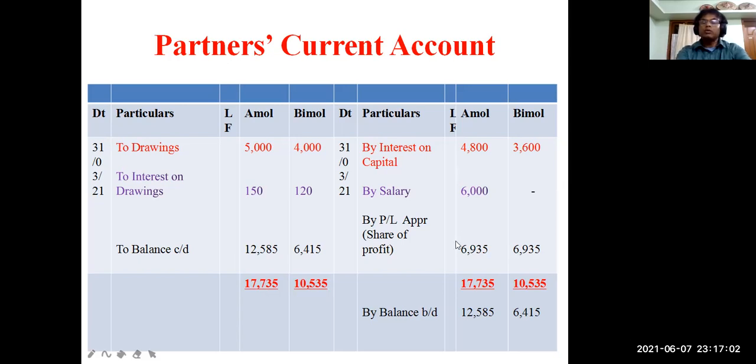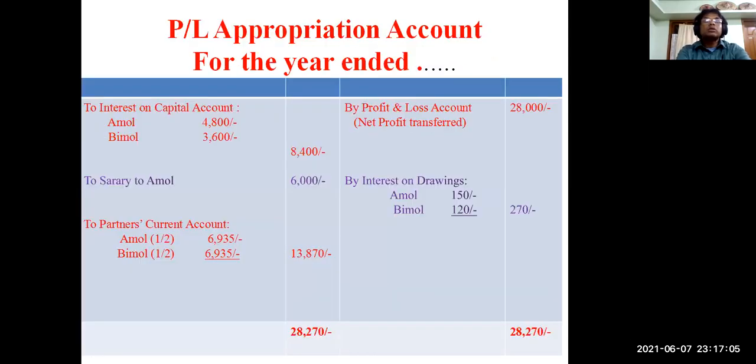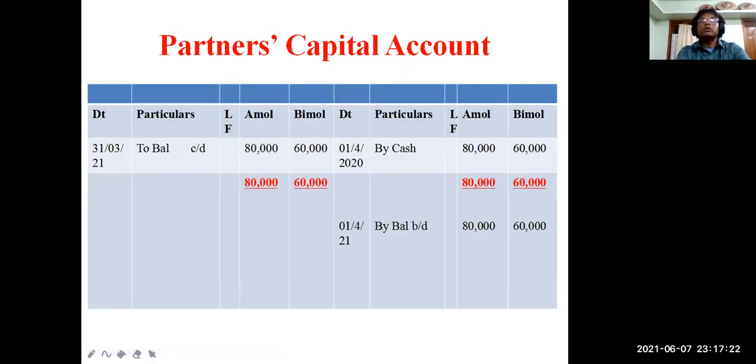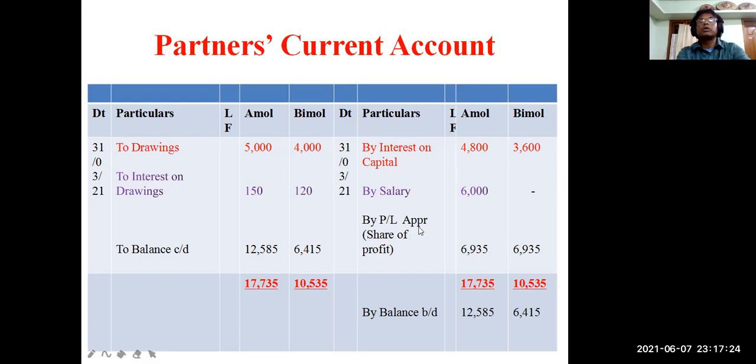Profit sharing ratio is equal, and we know the profit from the earlier account. See from here, the partners' profit is 6,935 and 6,935. Omol and Bimol have shared the profit equally, and this is going to the partners' current account. In the partners' current account, you write by P&L Appropriation Account, and in brackets I have written share of profit: 6,935 and 6,935.